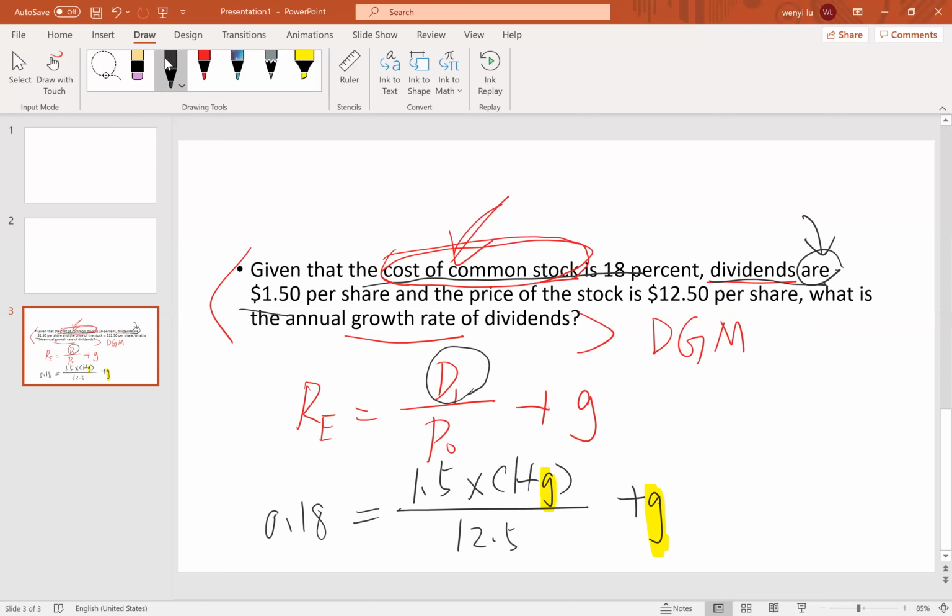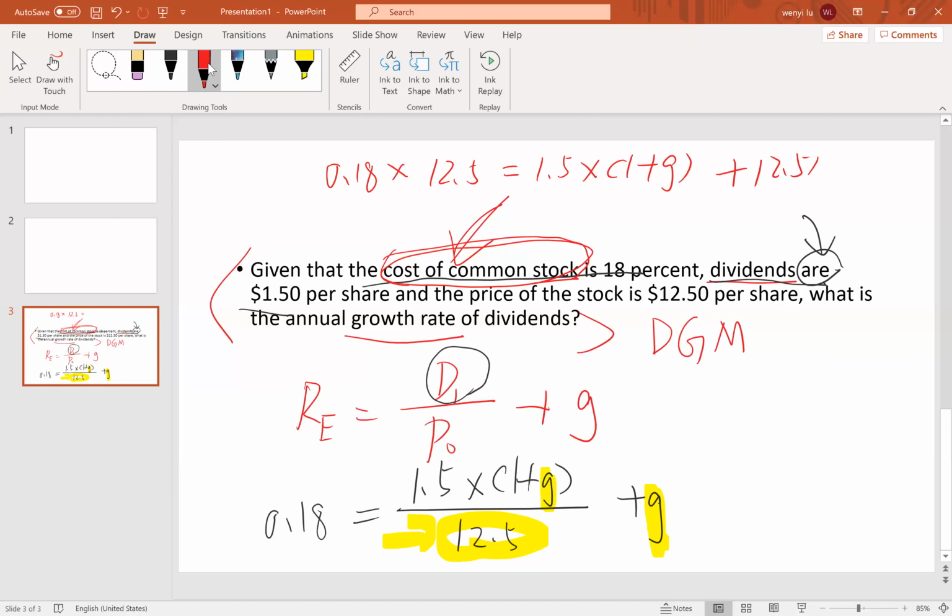To solve this equation, because we have a denominator, it is a fraction, so we must cancel this denominator by multiplying this number on both sides. So you have 0.18 times 12.5 equal to 1.5 times (1 plus g) plus 12.5 times g. Basically, we multiply by 12.5 on both sides, and we cancel these denominators.